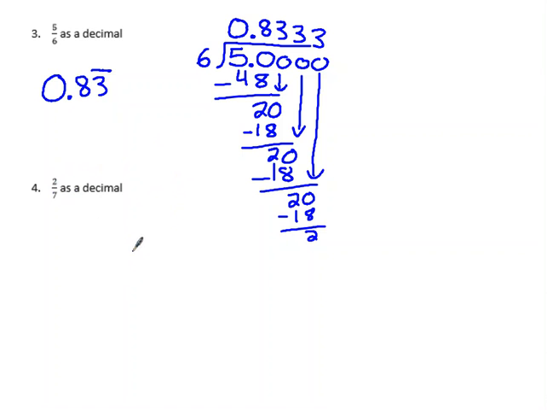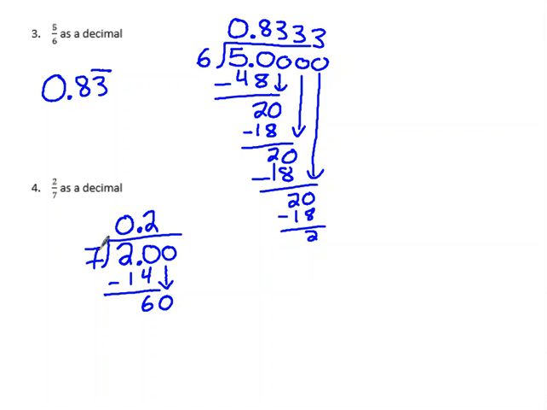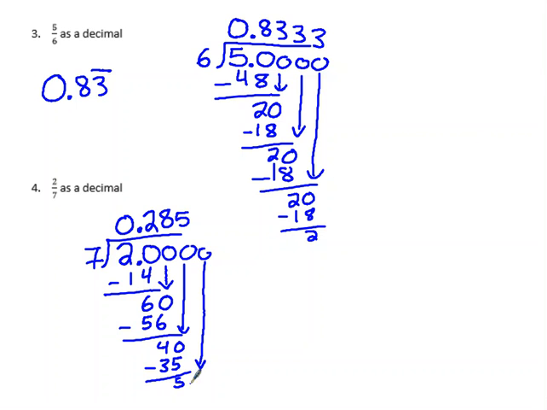Okay, 2/7. So the 2 is going inside, the 7 is going outside. I can't do that, so that's a 0. I'm going to have my decimal there and bring it up. And I can add a 0. That's going in twice. And I can subtract. Seven goes into 60. Subtract. I can keep adding zeros and bringing them down. 7 times 5 is 35. Subtract. Goes 7 times.